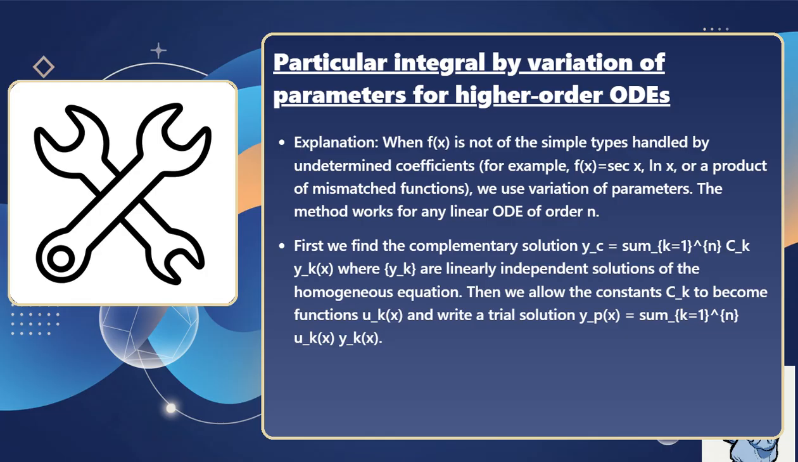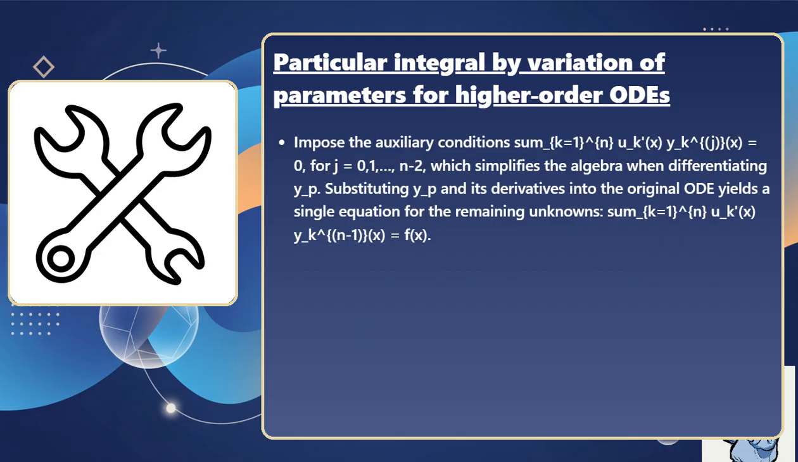and write a trial solution y sub p of x equals sum from k equals 1 to n of u sub k of x times y sub k of x. Impose the auxiliary conditions. Sum from k equals 1 to n of u sub k prime of x times y sub k to the jth derivative of x equals 0, for j equals 0, 1, up to n minus 2. This simplifies the algebra when differentiating y sub p. Substituting y sub p and its derivatives into the original ODE yields a single equation for the remaining unknowns.